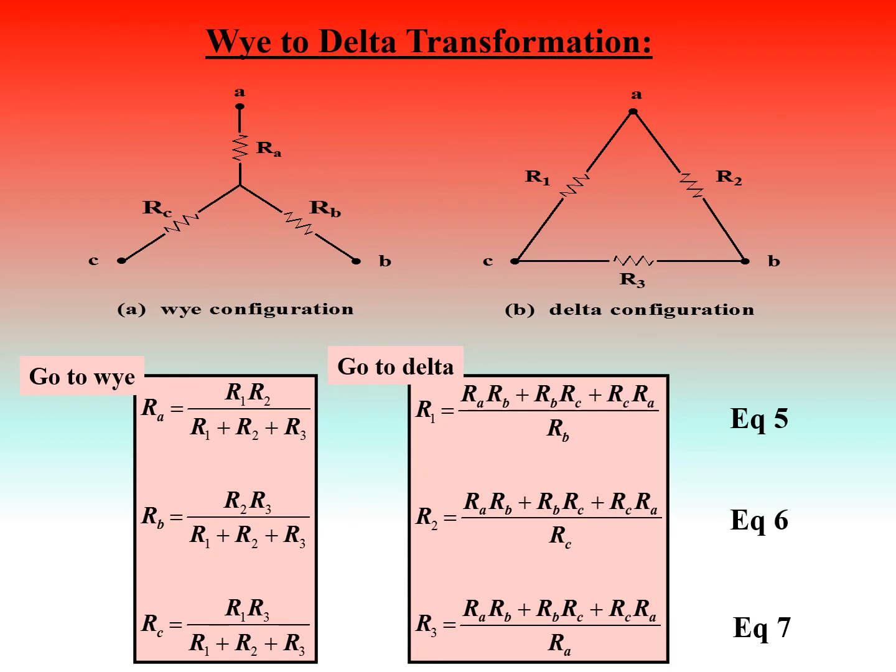Now after doing all those calculations, what you will come to know is RA will be equal to R1 R2 by R1 plus R2 plus R3. RB will be equal to R2 R3 by R1 plus R2 plus R3. Similarly, RC is equal to R1 R3 by R1 plus R2 plus R3. And R1 will be (RA RB plus RB RC plus RC RA) by RB. R2 will be (RA RB plus RB RC plus RC RA) by RC. And R3 will be (RA RB plus RB RC plus RC RA) by RA.